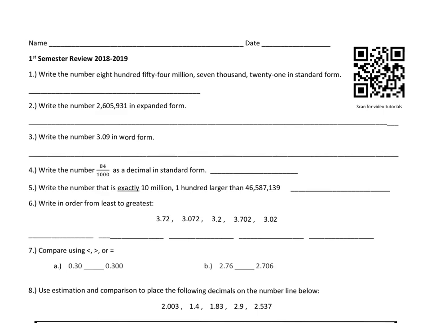In this video, I'm going to go over our first semester review assignment, and this video is made for the assignment that is from 2018-2019. You can check to see if this is your assignment by looking in the top left corner and checking the date. The QR code in the top right will link to my YouTube page with math tutorials that are more in depth than what I'm going to show in this video.